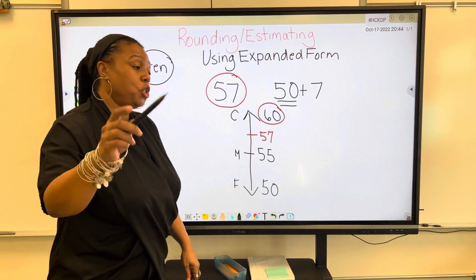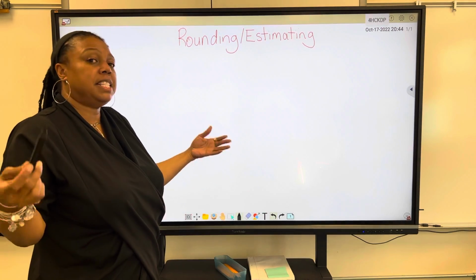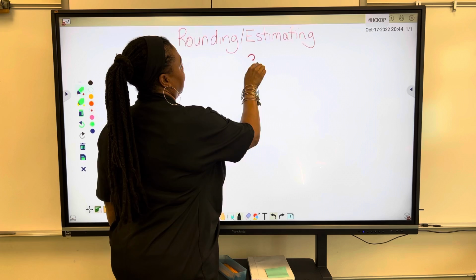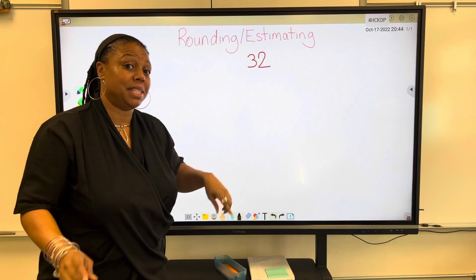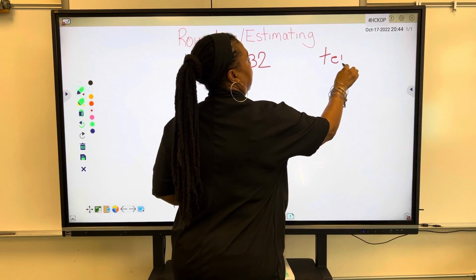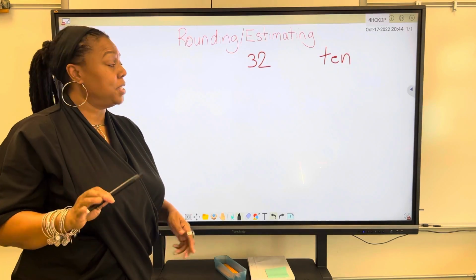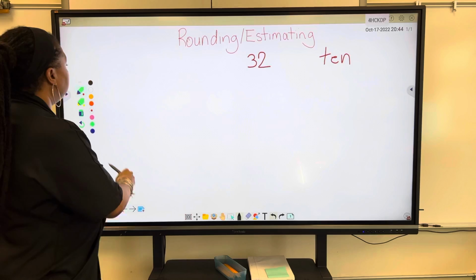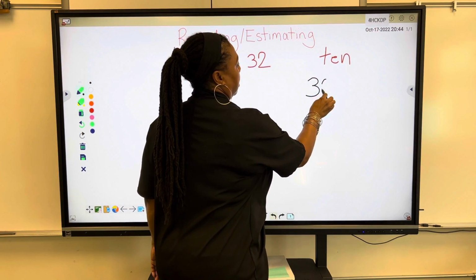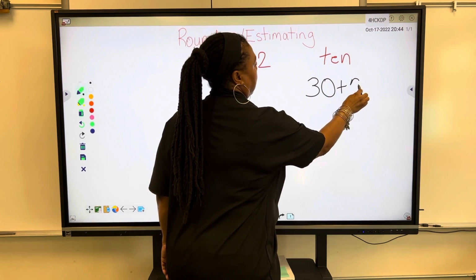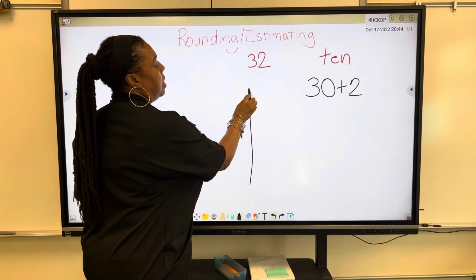Okay, you try, and I want you to use the number, let's say 32. Again, we're rounding or estimating to the nearest 10. Do you remember the first step? The first step, of course, is to write this number in expanded form. So I'm going to change the color, and I'm going to write this number in expanded form. That's our first step. Our second step is to then draw a vertical number line.